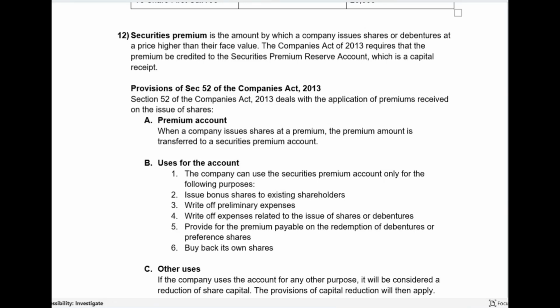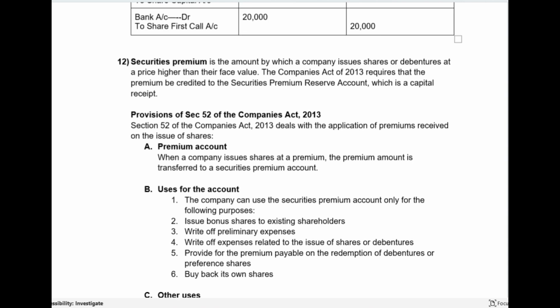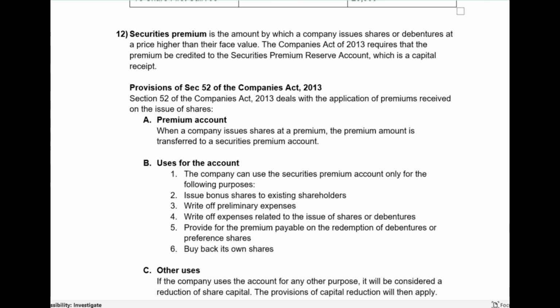So let us now understand some important rules laid by the Companies Act 2013 regarding the securities premium account. Securities premium is the amount by which a company issued its shares or debentures at a price higher than its face value. The Companies Act 2013 requires that the premium be credited to the securities premium reserve account, which is a capital receipt.